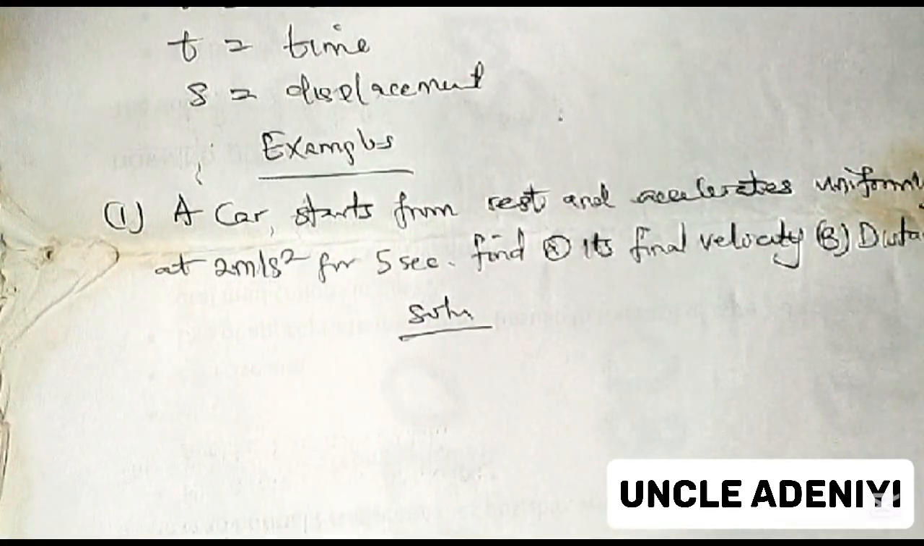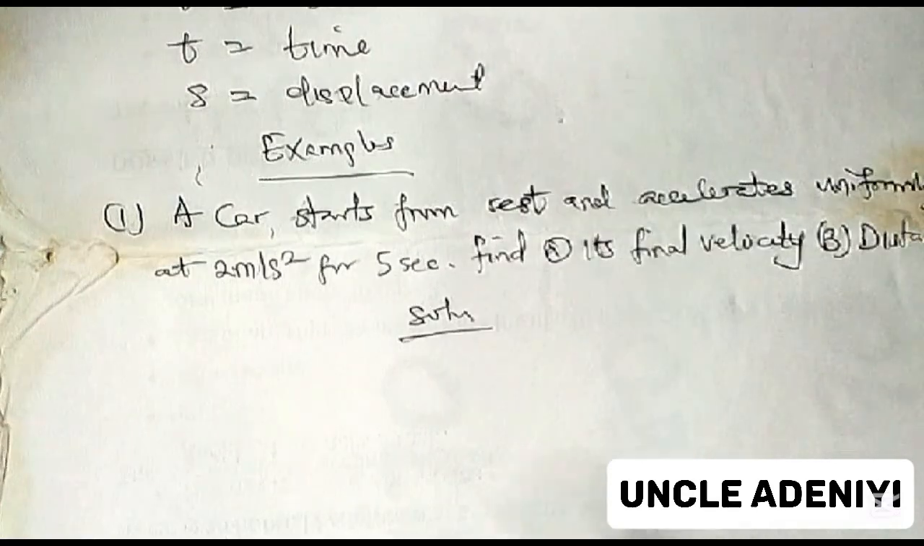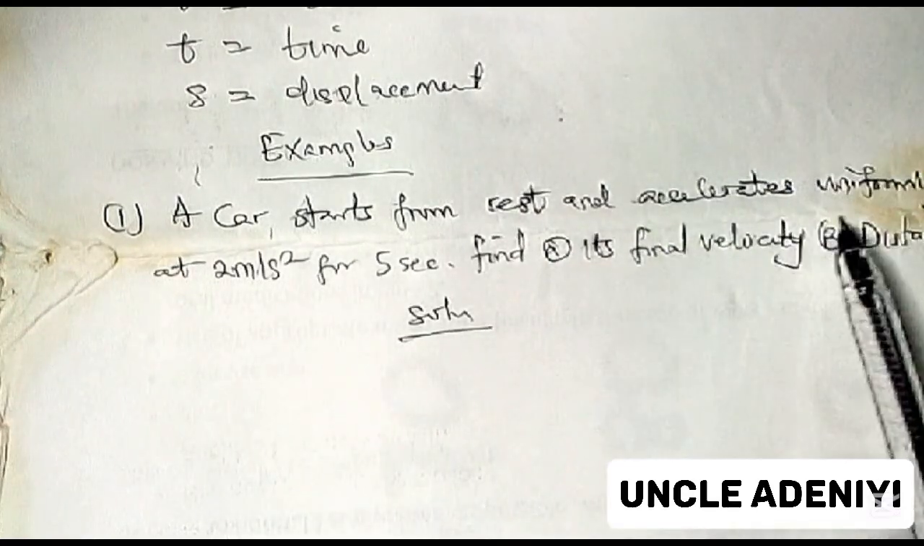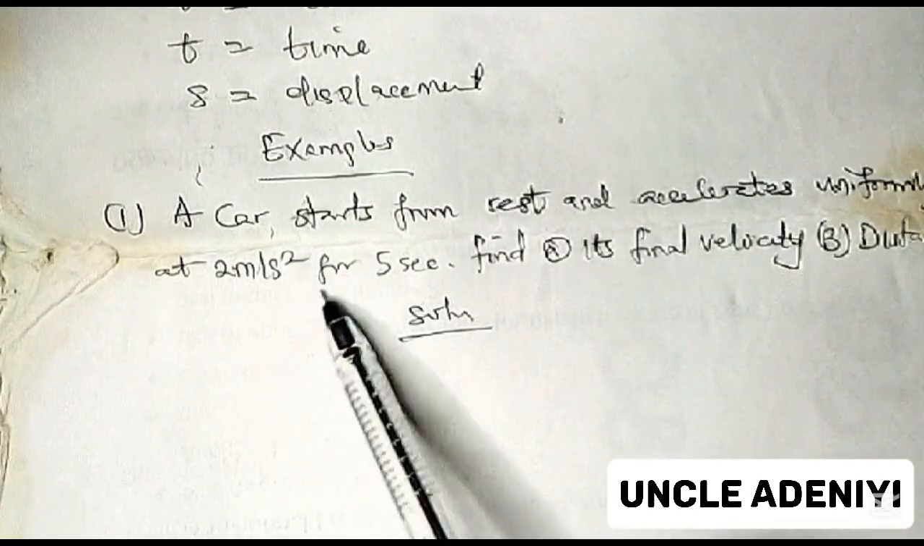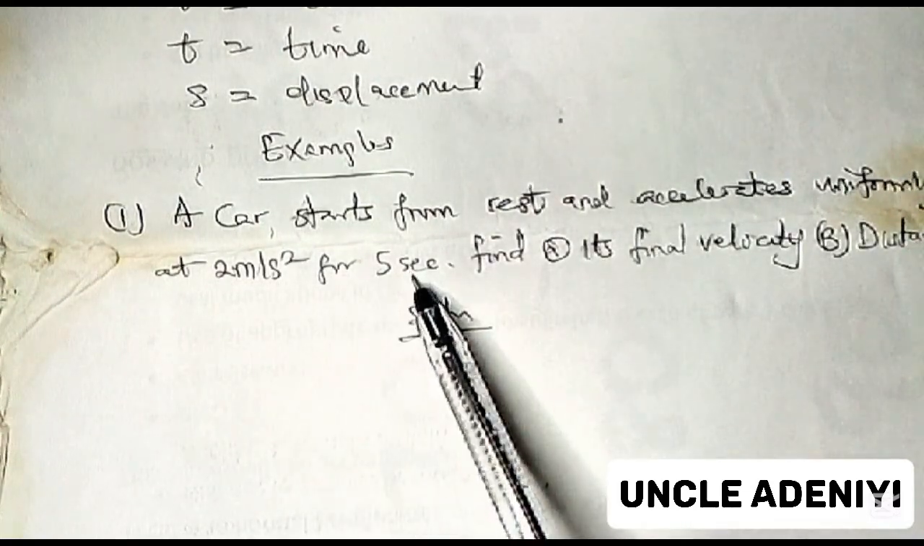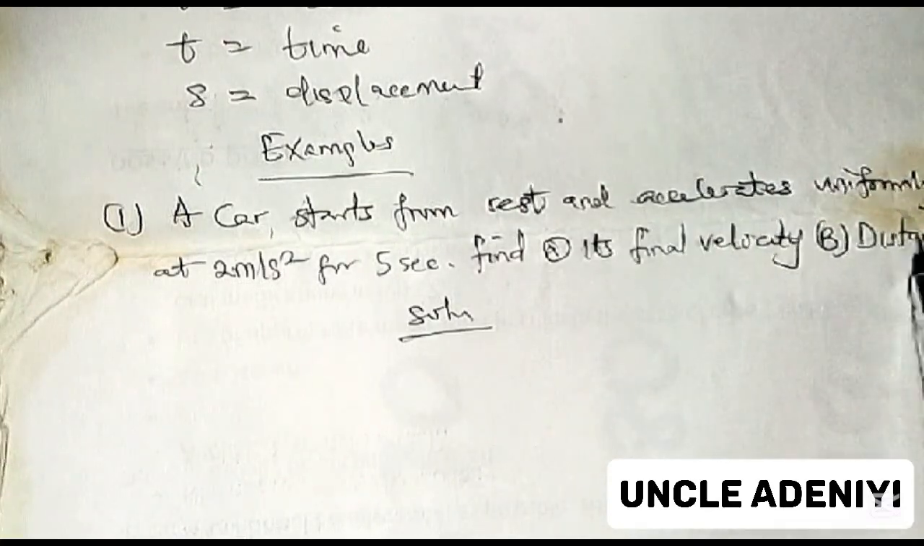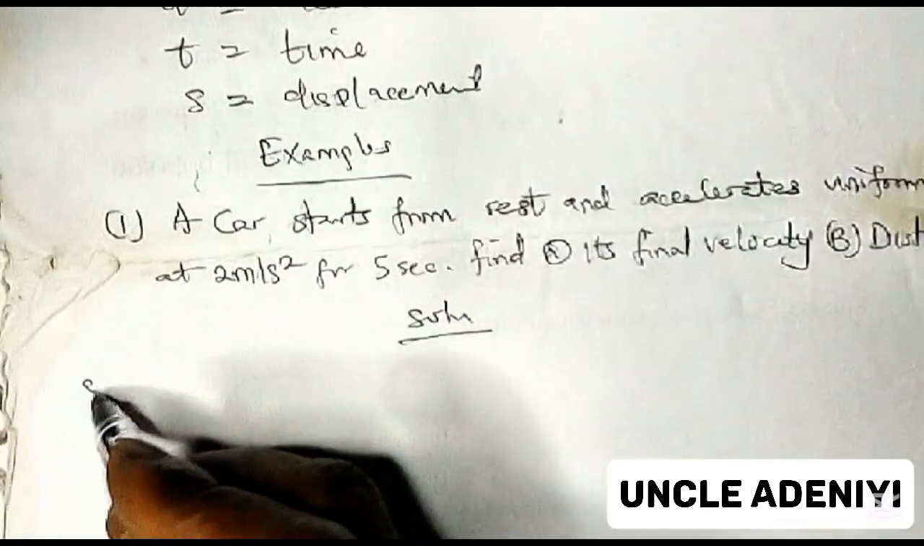Now let's look at this example. It says a car starts from rest and accelerates uniformly at 2 meters per second squared for 5 seconds. Find A, its final velocity, and B, the distance.